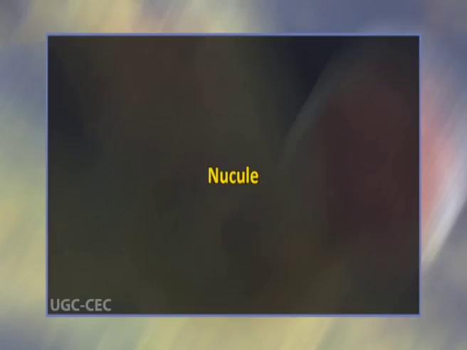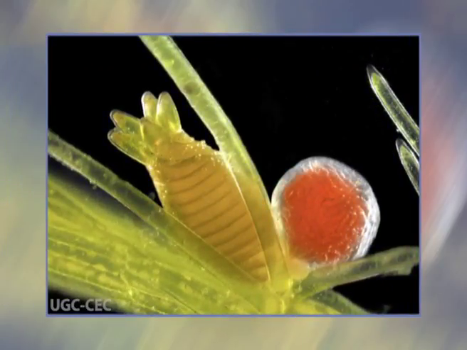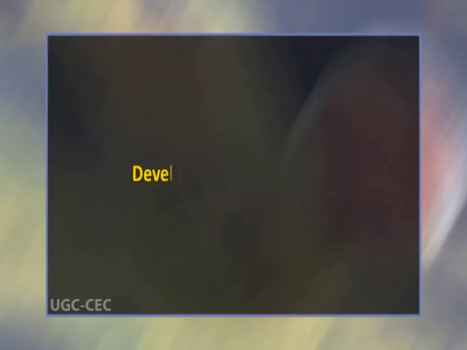Now we will talk about the nucule. The nucule of Chara is a large, green, oval structure with a short stalk. It is borne at the node of the primary lateral. It lies just above the globule in homothallic species.